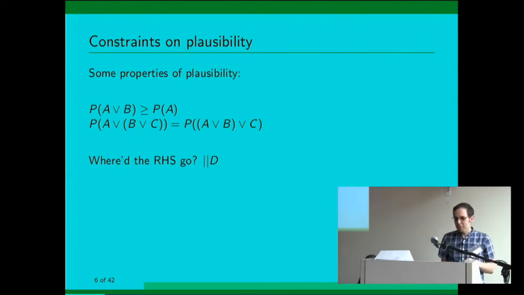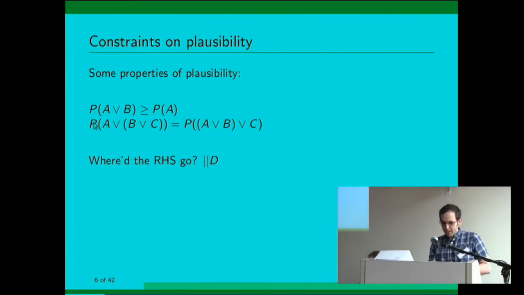Some obvious properties of what plausibility should do. It should do something like this. If you have a proposition A and it has a certain plausibility, then if you put another proposition onto it with OR, then the probability can't go down, it has to go up. It has to be more plausible. A or B is always more plausible than A on its own, because you've given another option. It could be that A is false, but B comes in to save it. So that's one property that these P's need to satisfy.